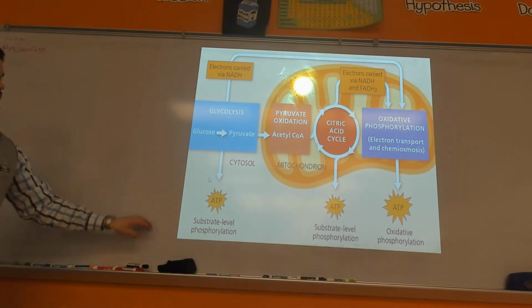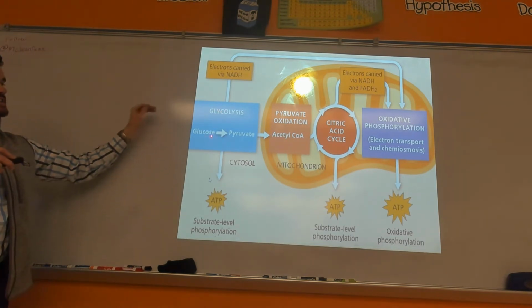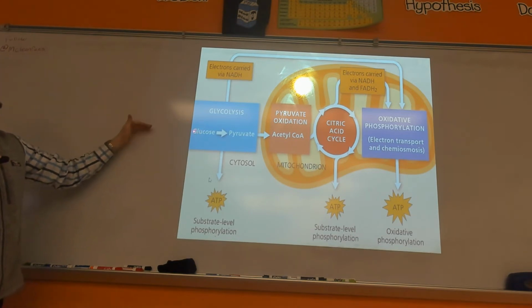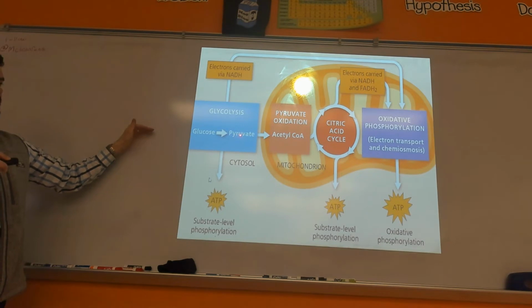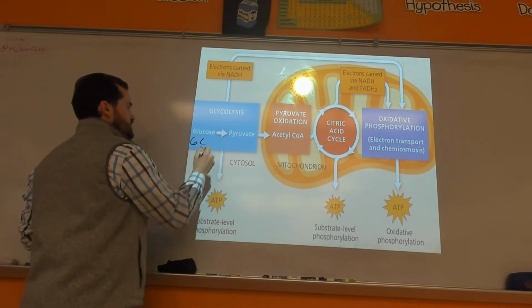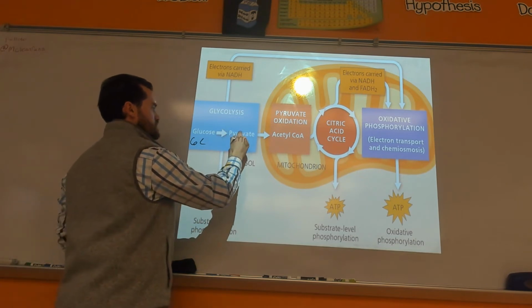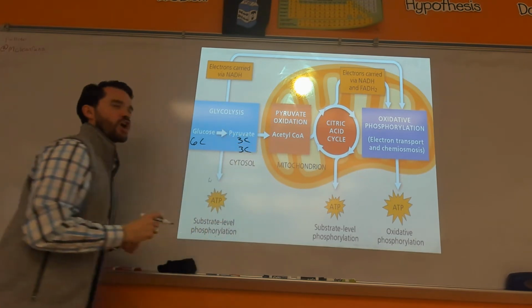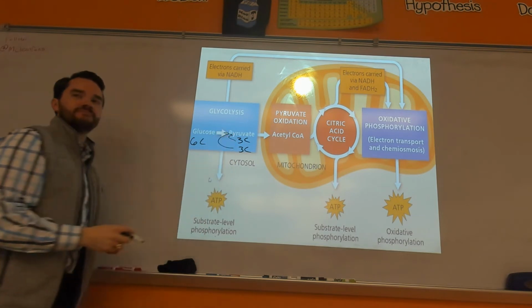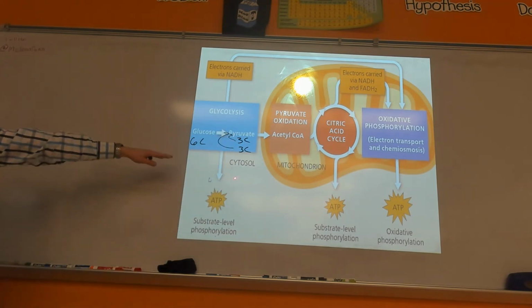So you have glycolysis. I'll show you the details of it. Basically, you take glucose, and you begin the oxidation process where you break it down into pyruvate. Glucose is a 6-carbon sugar. You take glucose and make 2 3-carbon sugars. These 3-carbon sugars are called pyruvate. And this happens in the cytosol.